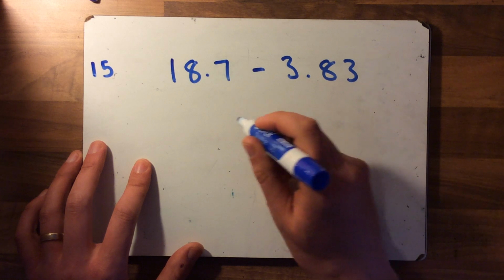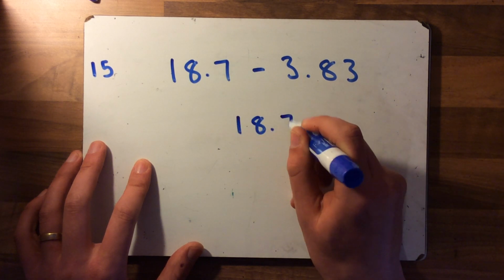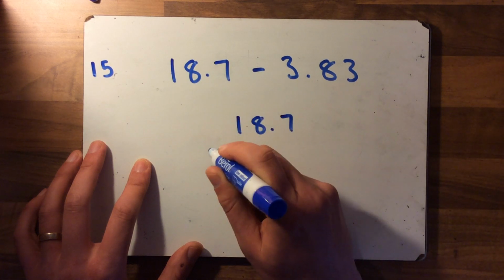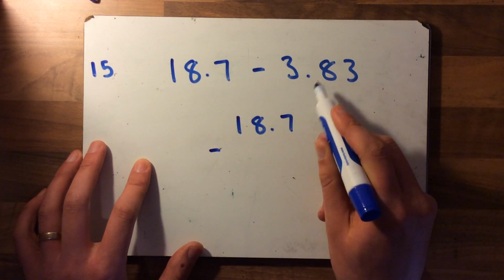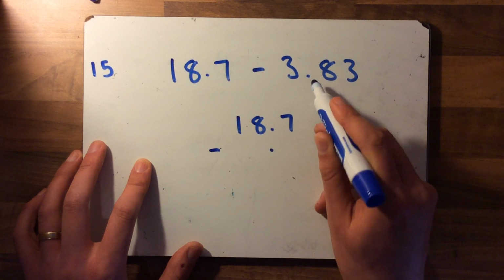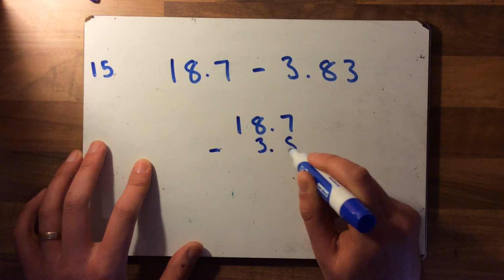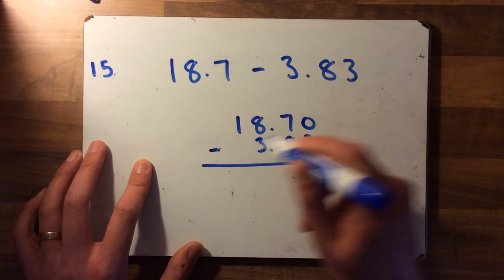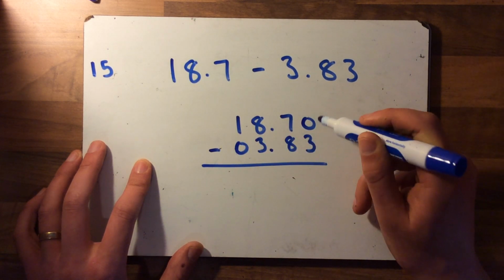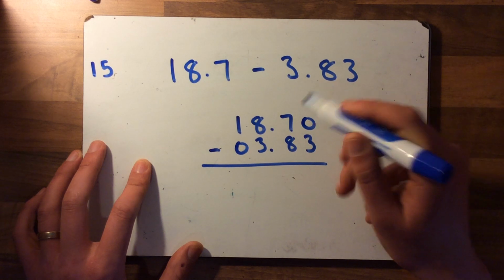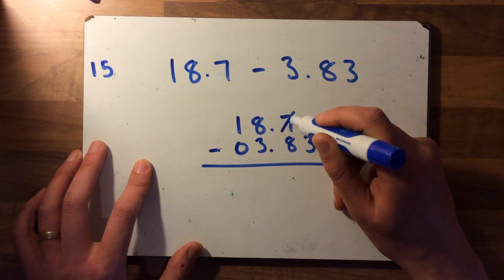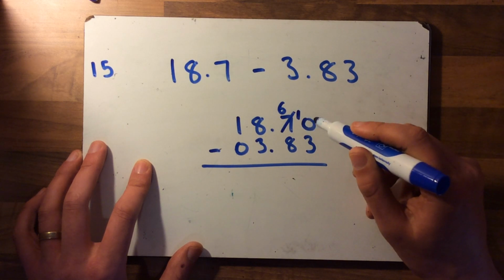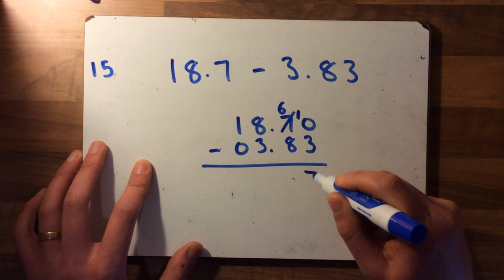So again, let's line them up. So 18.7, and when you're doing a subtraction, the first number has to go on top. Subtract 3.83, golden rule of decimals, line up the decimal. So 3 will go there, 8, 3. You can see here, can't we, we can plug these gaps with zeros. So 0 take away 3, we can't do that, so we need to exchange. That 7 becomes 6, and the 1 comes over there to turn it into 10. 10 take away 3 is 7.